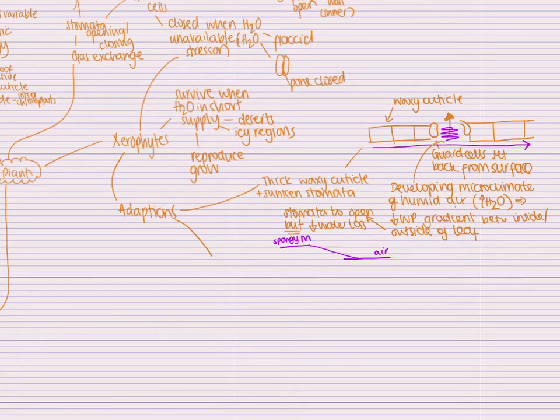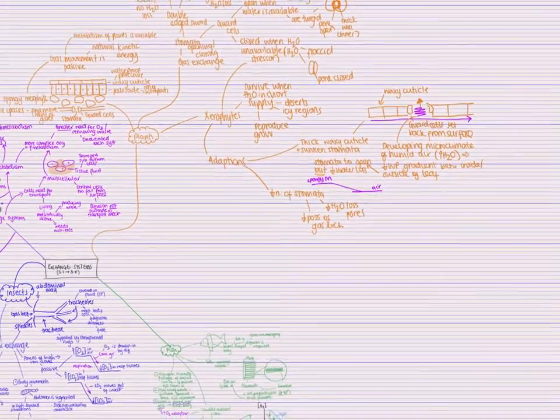Another adaptation is the fact that these xerophytes normally have reduced numbers of stomata as well. And this is going to help because it's just going to mean that there's less pores for water to leave by. So, reduce water loss points or pores. And in turn, that is going to be a little bit problematic because we're going to reduce the possibility of gas exchange. Not fab, but sometimes it's a sacrifice that we've got to make.